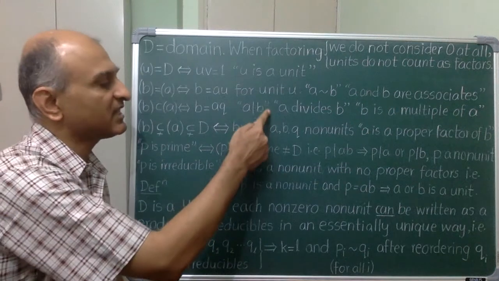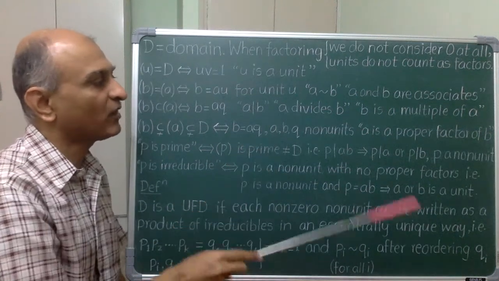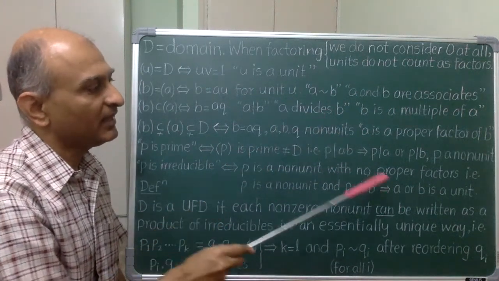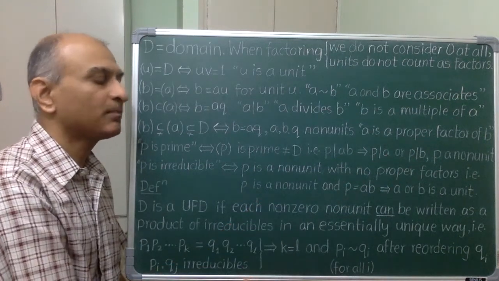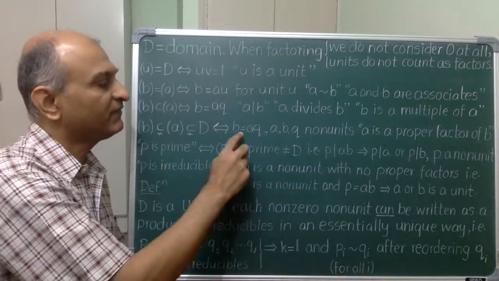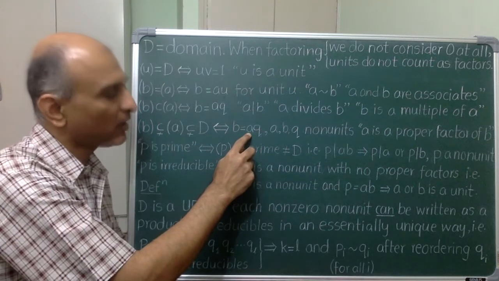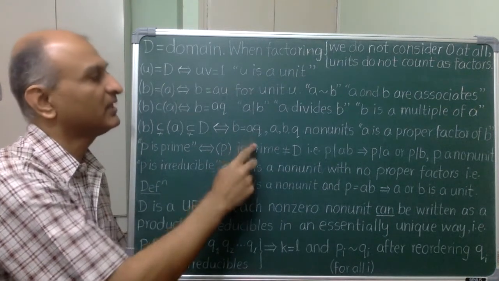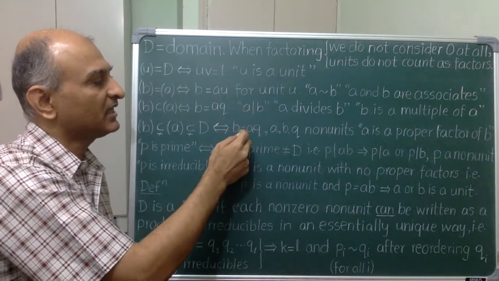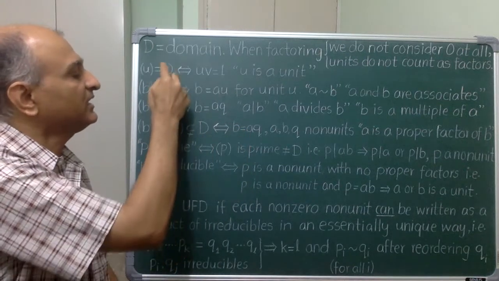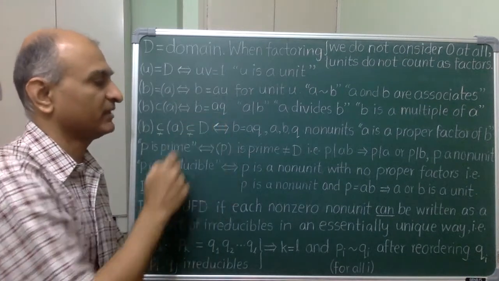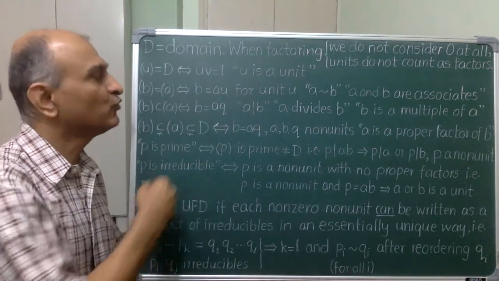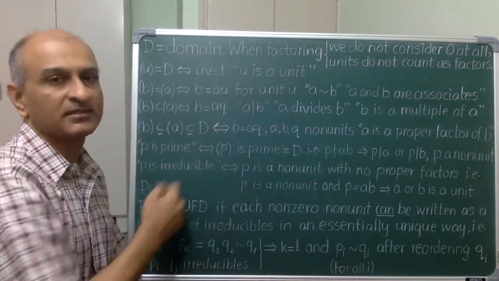Here I have written standard definitions of what it means to be a factor and what it means to be a proper factor. A is called a proper factor of B if it is neither a unit nor an associate of B. These definitions can be nicely expressed in terms of principal ideals. We have already seen this one. So take a moment to work through the first 4 lines.